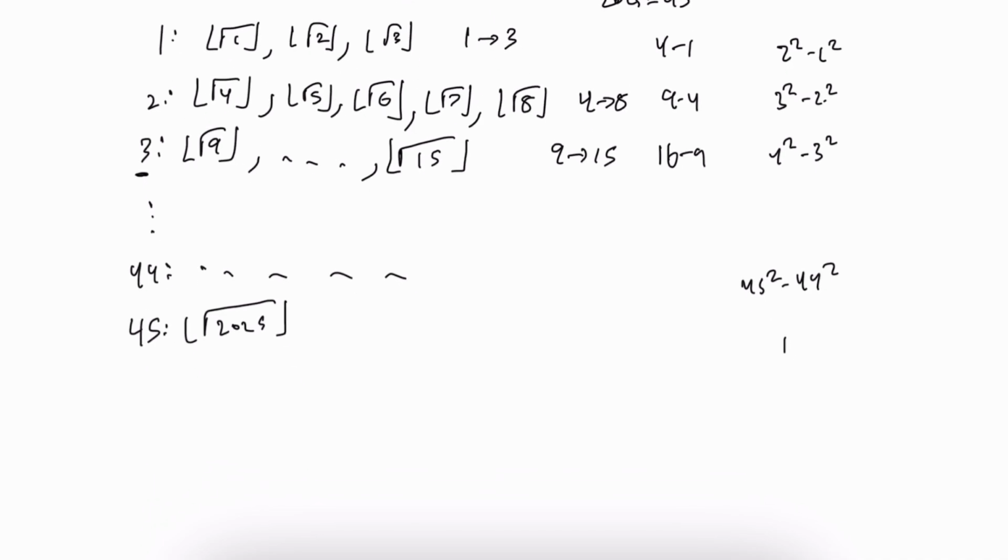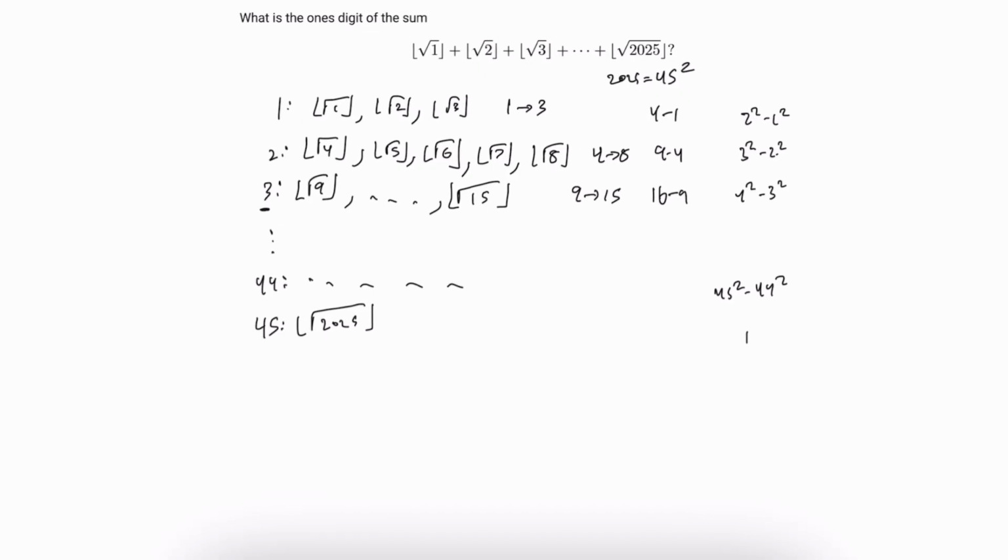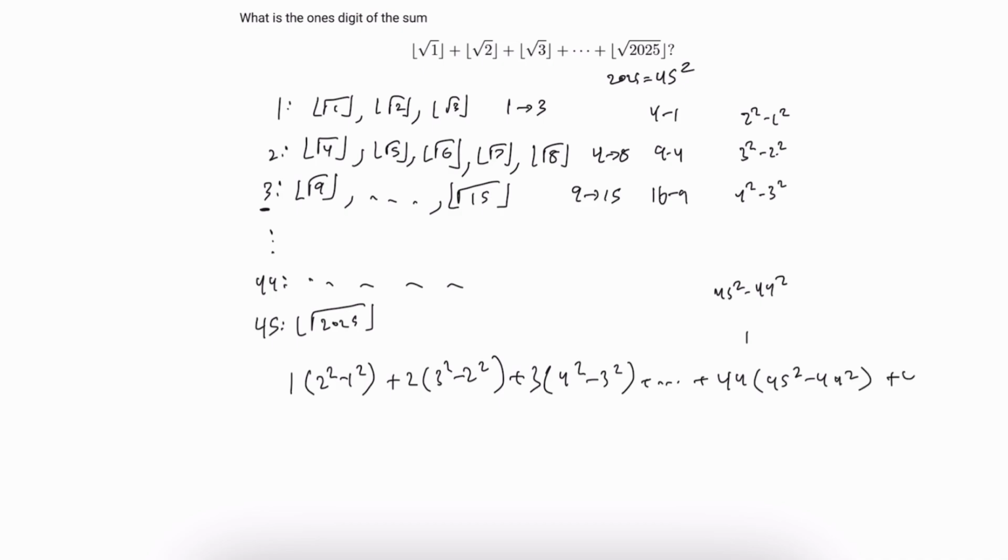So now we just have to evaluate this sum. We have 1 appears 2 squared minus 1 squared times, plus 2 times 3 squared minus 2 squared, plus 3 times 4 squared minus 3 squared, all the way to 44 appears 45 squared minus 44 squared times, and then plus a lone 45.